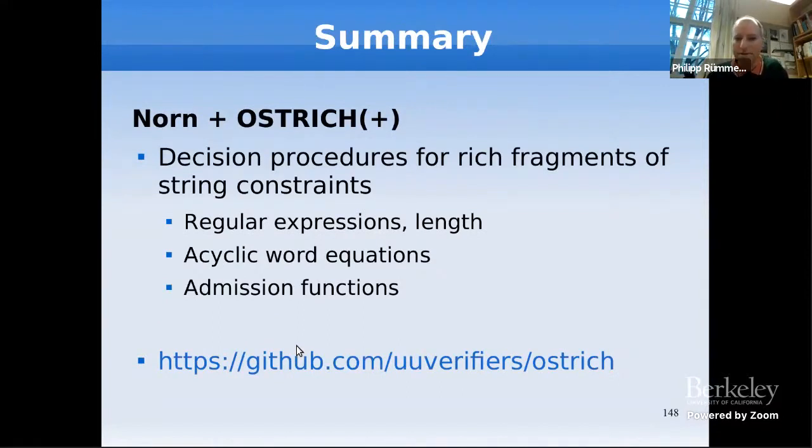Right, so then I'm actually staying within the time. I did not talk much about Norn, but I gave a description of the problem it is solving. These are two decision procedures for particular fragments of string constraints, covering things like regular expressions, length, particular fragments of word equations, and also other functions that are admissible.